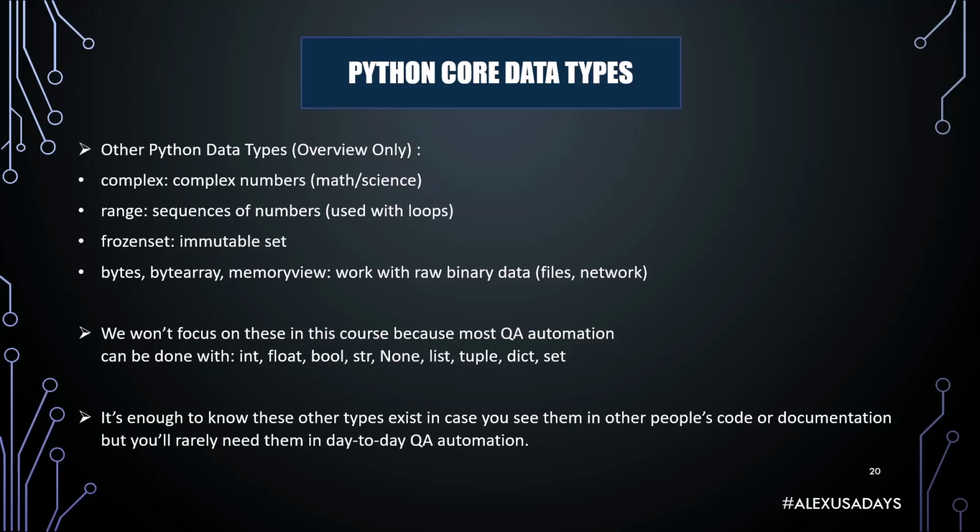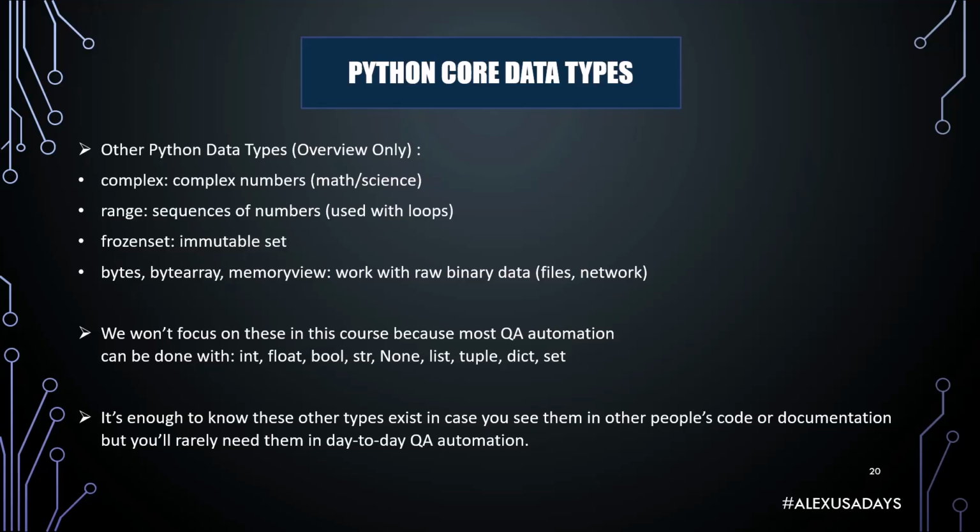We also have bytes, bytearray, memoryview. They work with raw binary data, files, network, and so on. So we won't focus on these in this course because most QA automation can be done with integer, float, boolean, string, None, list, tuple, dictionary, and set. It's enough to know these other types exist in case you see them in other people's code or documentation, but you will rarely need them in day-to-day QA automation.